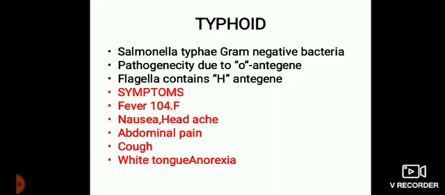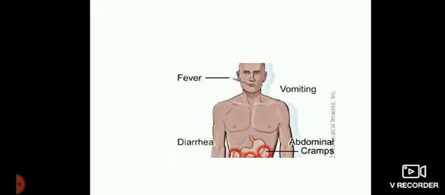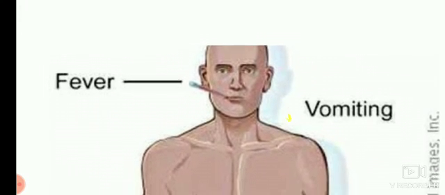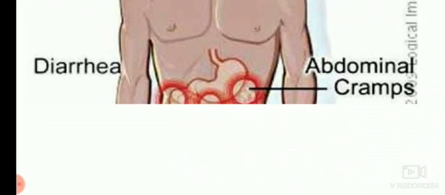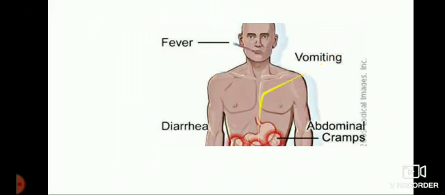Typhoid is confirmed. Fever rises up to about 104 Fahrenheit. Person feels nausea, headache. This is called an enteric disease because abdominal pain is there, cough is there, tongue becomes white, then pinkish patches appear over the chest or the stomach or anywhere on the body. Anorexia means person loses hunger, doesn't feel hungry. So you can see the fever, vomiting, abdominal cramps, diarrhea. Sometimes person passes blood in stool.